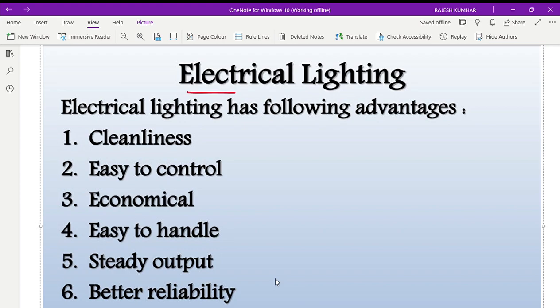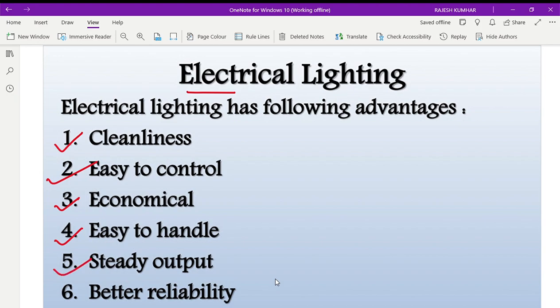Some important merits of electrical lighting: the first one is cleanliness. There is no pollution; we get pollution-free lighting from electrical lamps. Second is that it is easy to control, just like a switch on or off. Third is that it is economical, that means the cheap way, and easy to handle also, with no need for skilled persons to operate electrical lighting.